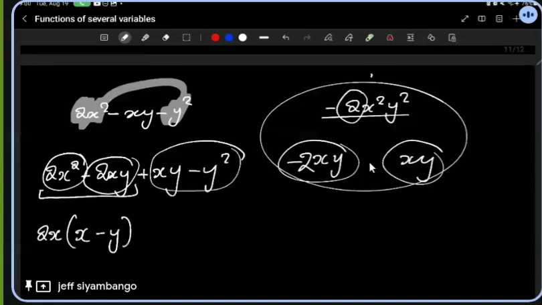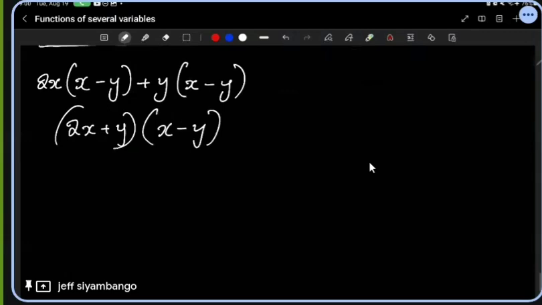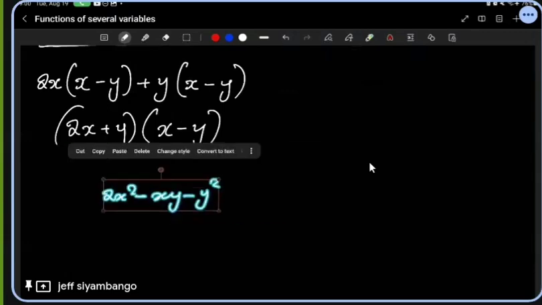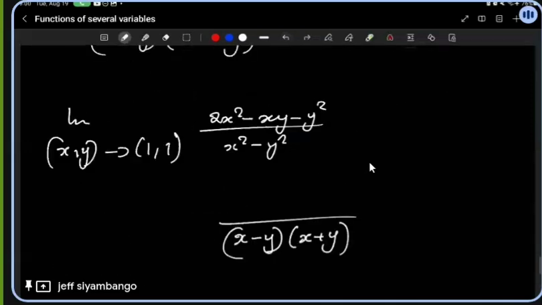For this part here, what is common? y is common, so I'll factor out y. What will remain when I remove y here will be an x, and here only y will remain. So now I have 2x plus y when I get this and this, and in the brackets, we have x minus y. So there we have it. We'll factorize again. So having done that, we can now get our expression.